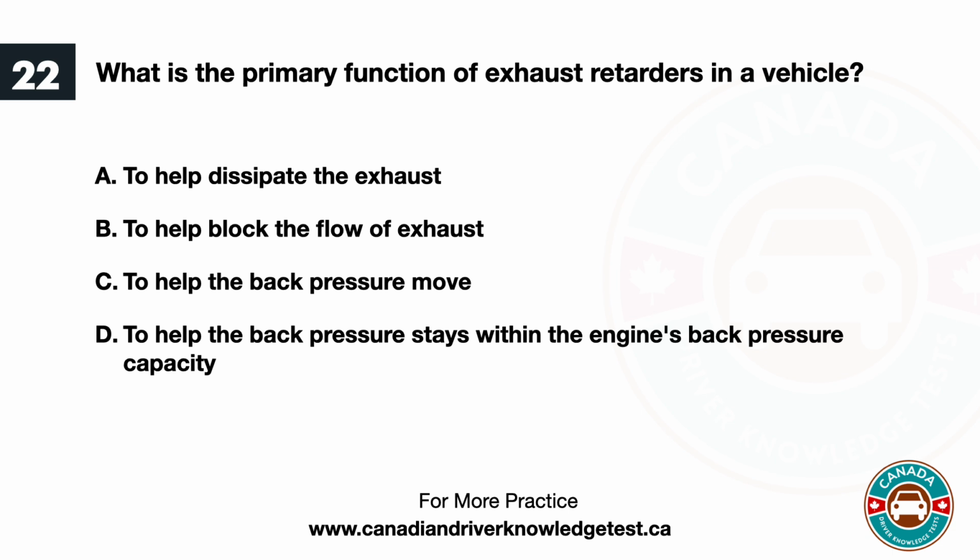Question 22. What is the primary function of exhaust retarders in a vehicle? A. To help dissipate the exhaust. B. To help block the flow of exhaust. C. To help the back pressure move. D. To help the back pressure stays within the engine's back pressure capacity. The answer is D. To help the back pressure stays within the engine's back pressure capacity.